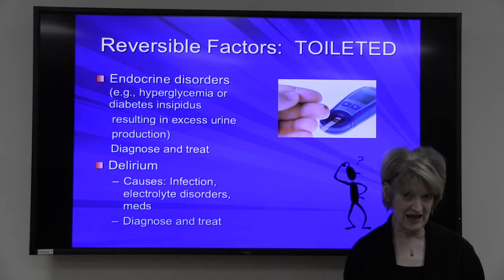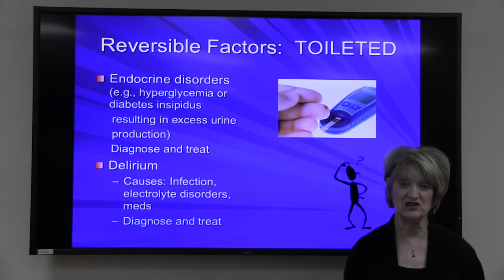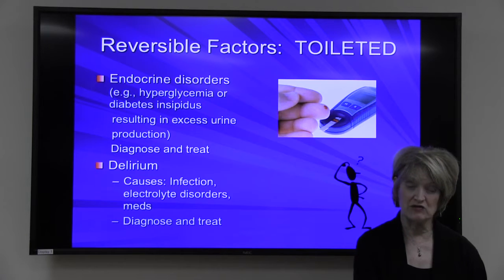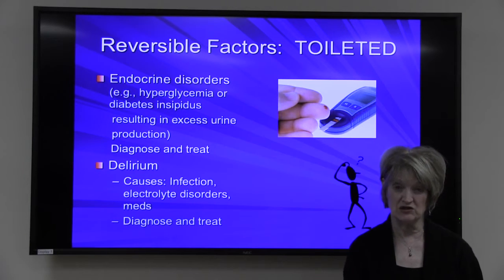If that patient does have either type of diabetes, obviously the critical intervention is to diagnose it, treat it, and get their blood levels back in the normal range so that you eliminate polyuria.